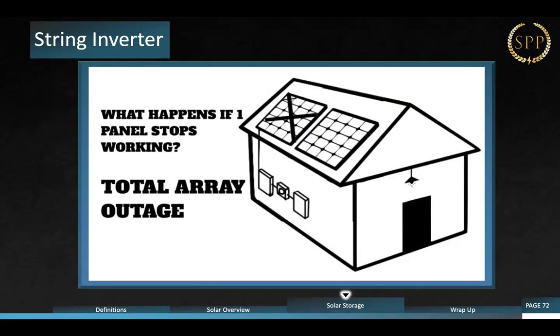So think about the old school Christmas lights. We've all dealt with that situation. If one of the bulbs goes out, the entire series is out and you have to play hunt and peck. They have to do the same thing with a string inverter installation.